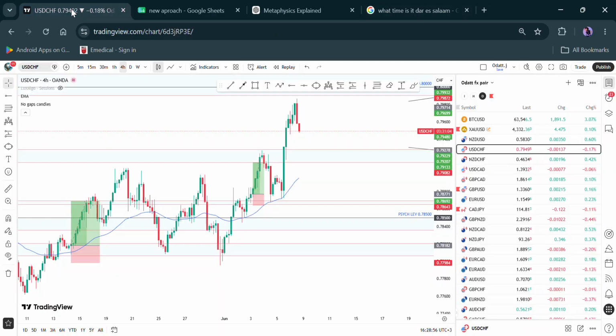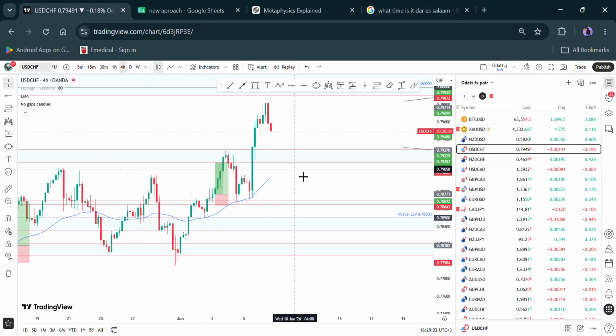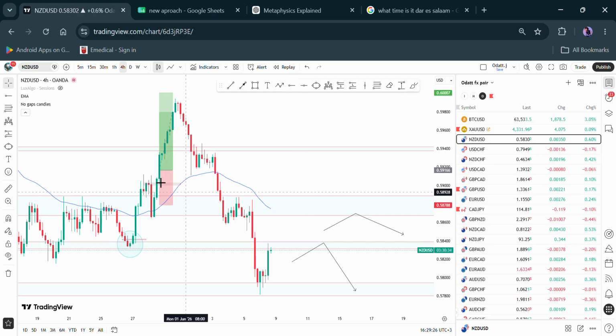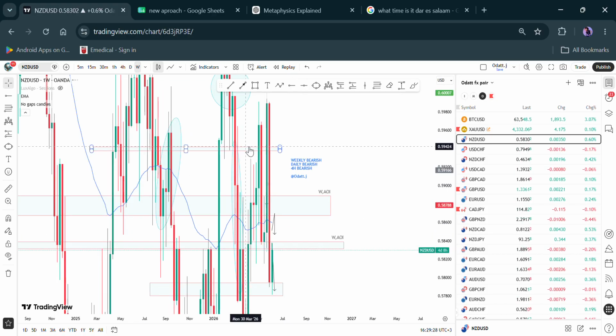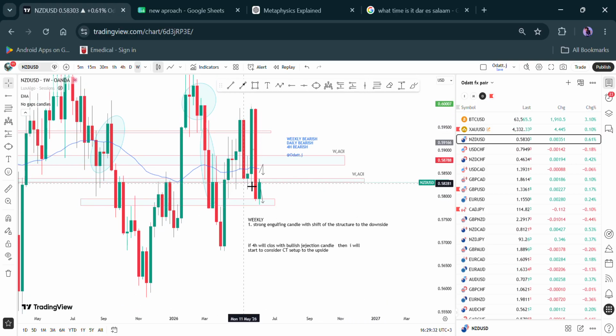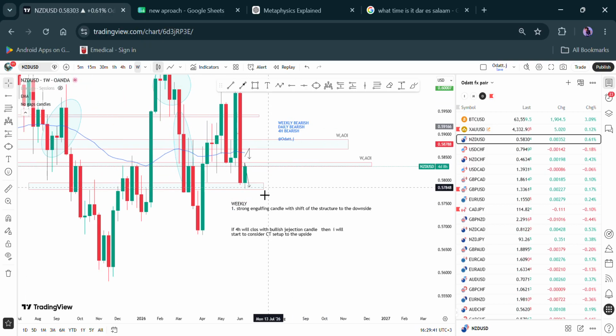So let's start our analysis. We are going to start with NZD-CHF, with the weekly analysis. As you can see, I'm going faster. We have a strong push to the downside with a shift of market structure. What I was anticipating is price to retest around this area, rejecting from the weekly EMA, to continue pushing to the downside and create that wick to the upside.